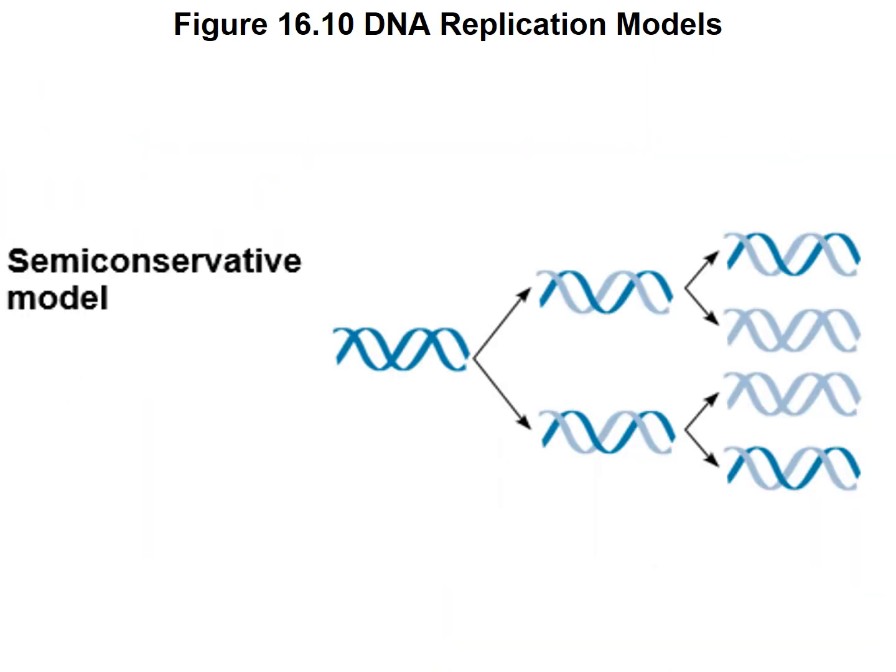Now the model that explains DNA replication is called the semi-conservative model. And I just want you to focus on the first part of the picture. So we have two strands of DNA. And what the semi-conservative model states is that when a double helix replicates, each daughter molecule will have one old strand and one newly made strand.